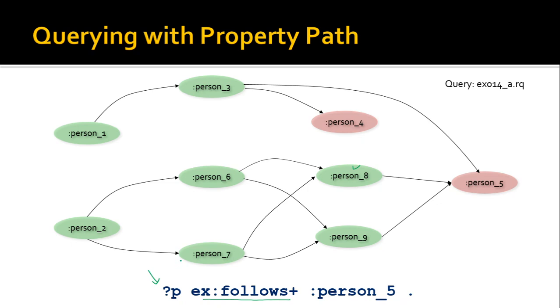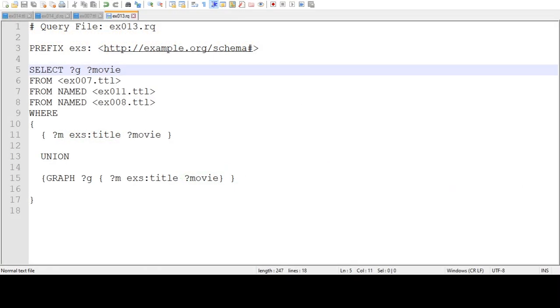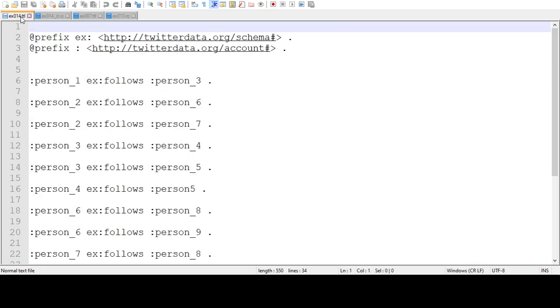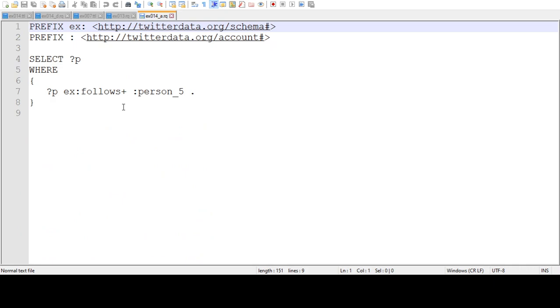So let us run this query. We have one turtle representation of this network in a turtle file, and we'll be running this query which encodes this particular path pattern, right? So let us have a look at the data. So you can see the data. This is the turtle representation of the graph that we have seen. So we are saying that person 1 follows person 3, then person 2 follows person 6, and so forth, right? And let us have a look at the query. The query says that you want to find the persons who are following person 5 with any path length greater than or equal to 1, right?